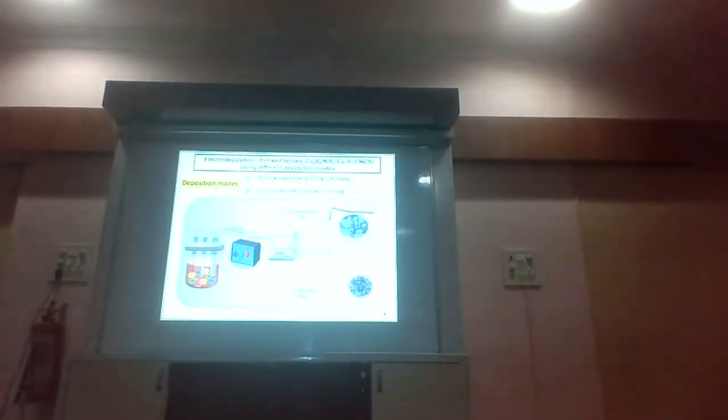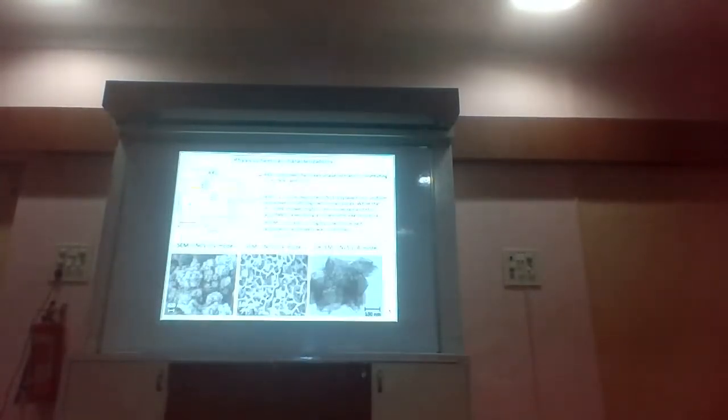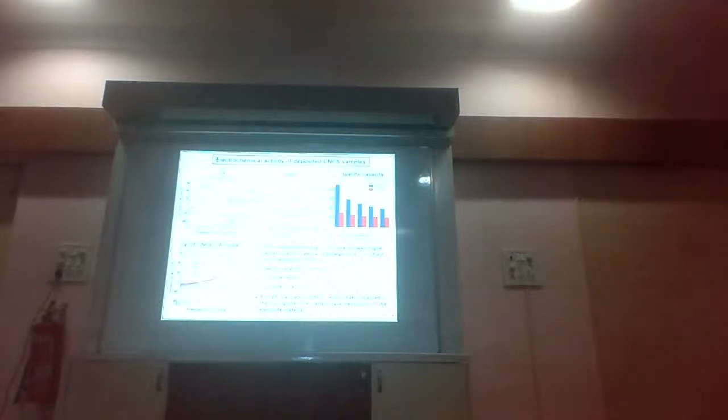Ma'am, yes, please. Suppose we go to your slide, you have mentioned the specific capacitance by two methods. Yes, that is from chronoamperometry. Thank you. There are two methods here. So why are these two values different? In the cyclic voltammetry technique, it is about 1/3 of the chronoamperometry.